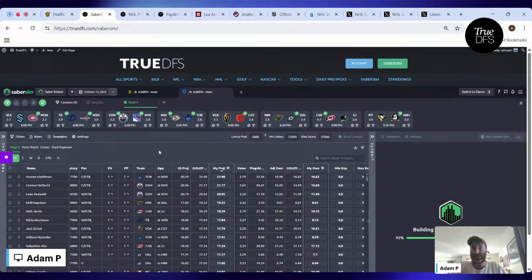We got a projections update. I'm not going to get that in. It doesn't matter. We're using goldies instead of saber sims. Get us a little bit different. Maybe next time we'll do both and see how the different projection sets fare.